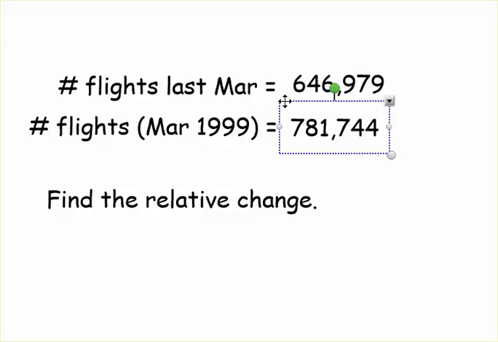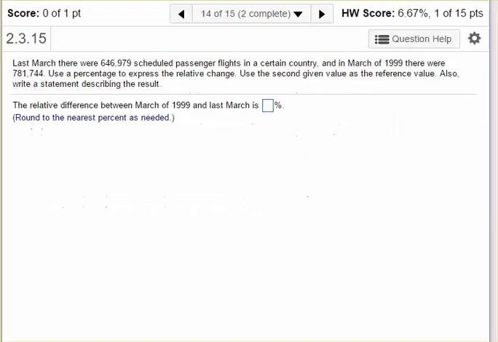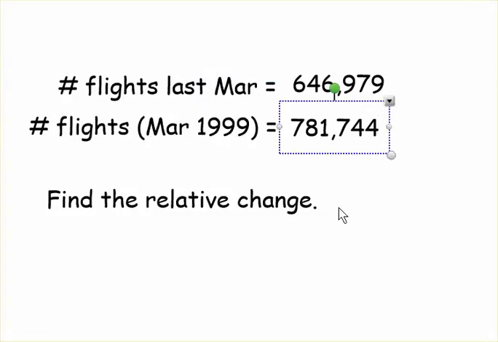Now, to find the relative change, we need to know which one is the reference. Is the original flight the reference or the one from the other year the reference? If I read the question right, it said, use a percentage to express the relative change, using the second given value as the reference value. All right, so we're going to find the relative change.